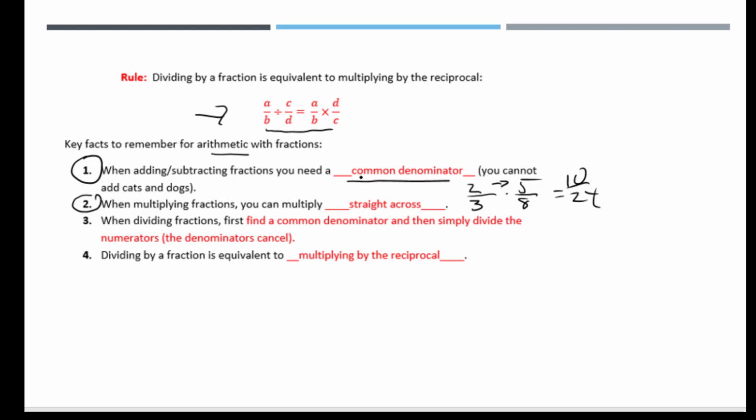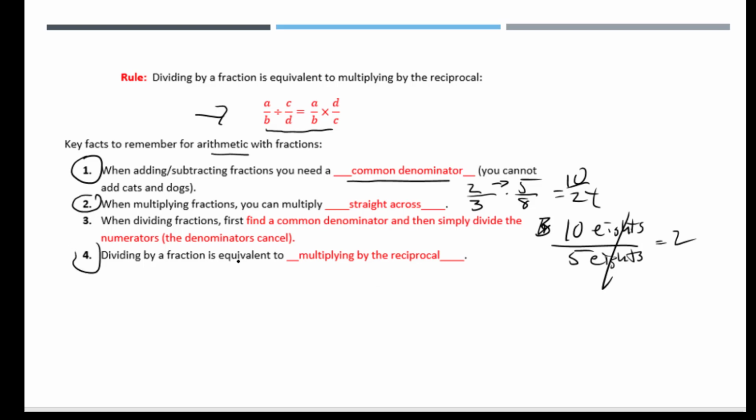When dividing fractions, you can first find a common denominator and then simply divide the numerators because the denominators cancel. Like, let me make it 10/8 divided by 5/8 is 2. So if you have a common denominator, that's an easy way to do it.